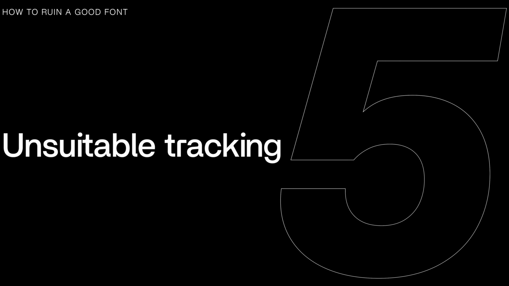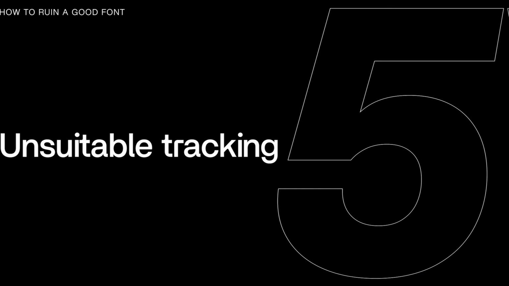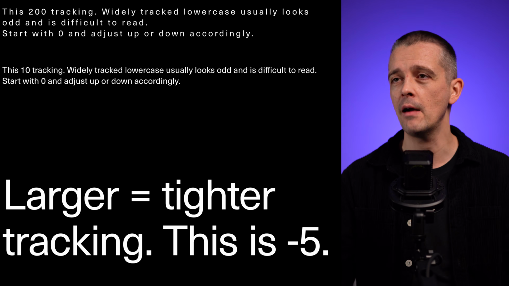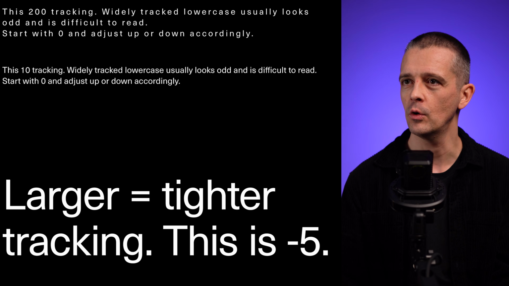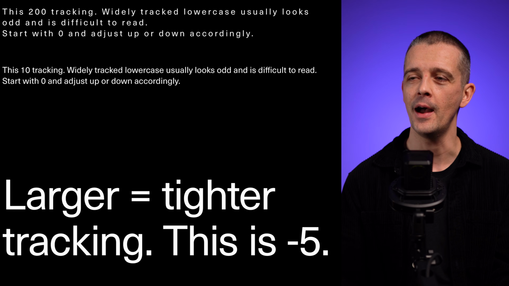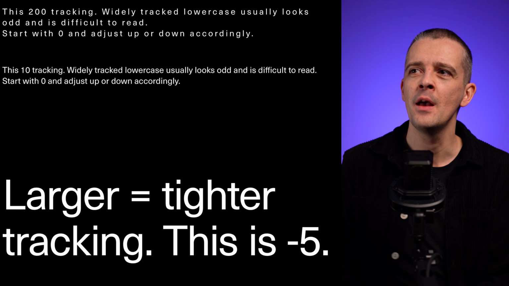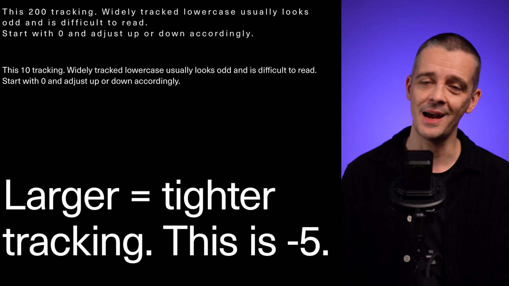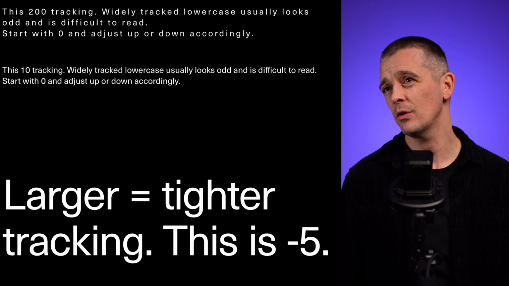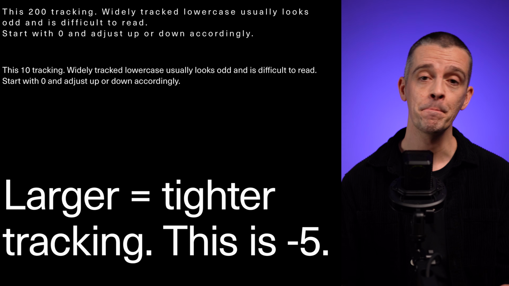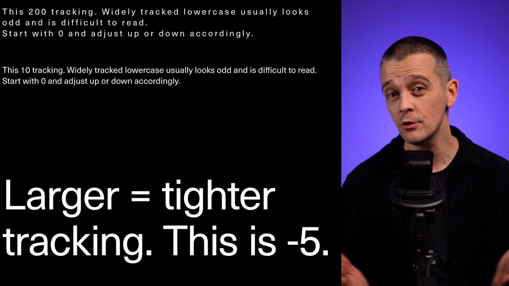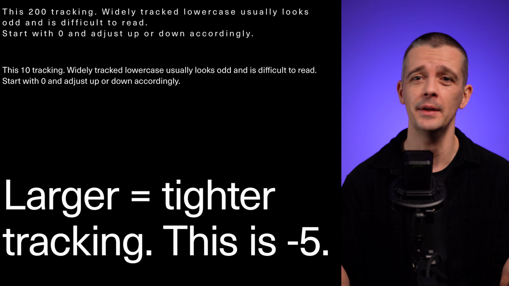Number 5, unsuitable tracking. So tracking is the space between all the characters on a line. You can see at the top, wider tracking, that's 200, and the second line there we have narrower tracking on 10. And when you track lowercase type widely, it looks odd, it's difficult to read. So I would start with 0 for body copy, or all your type really, and then just adjust it accordingly. Does it need to go a little bit narrower?